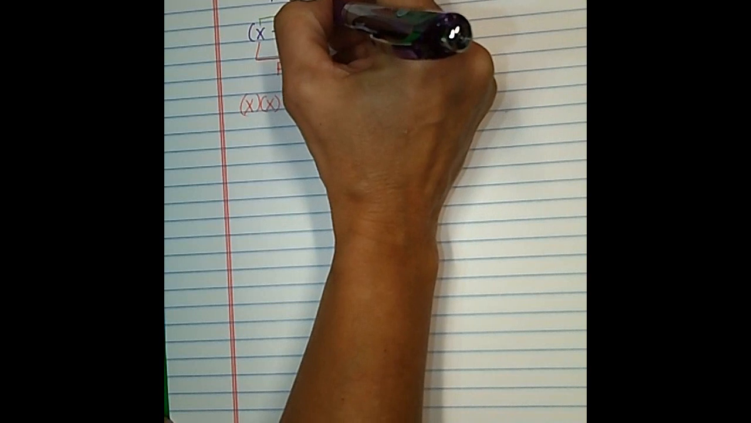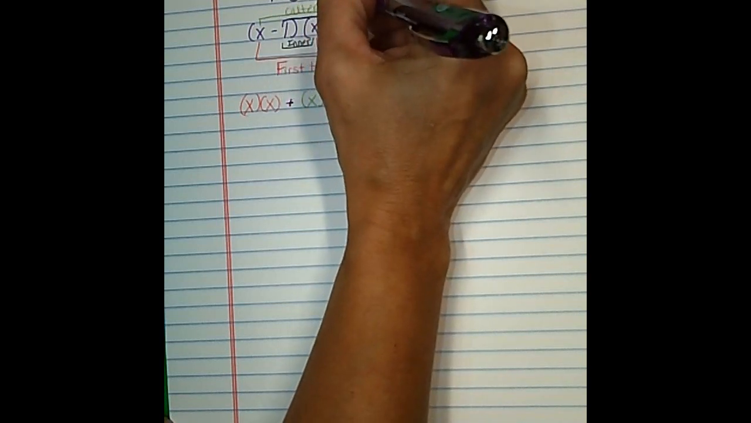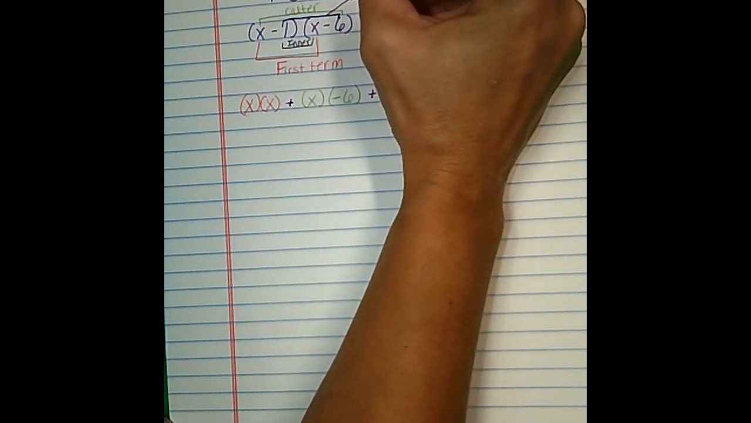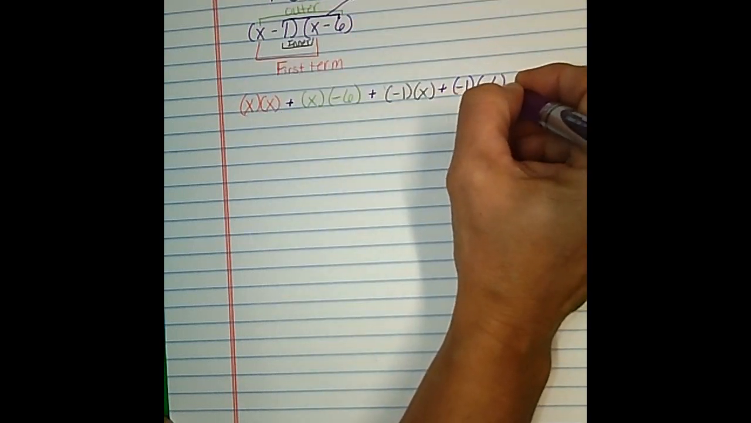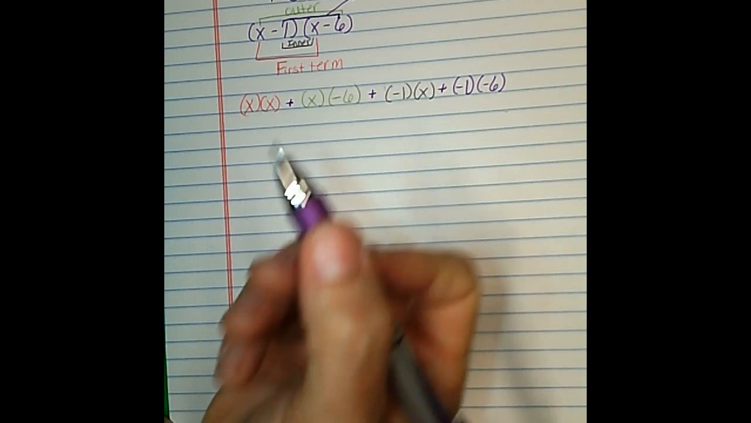Now we're going to do our last terms, and I'm going to go ahead and use this purple ink. My last terms in each parentheses, and this one stands for last term, and it is negative 1 times negative 6. So now let's clean up and simplify.